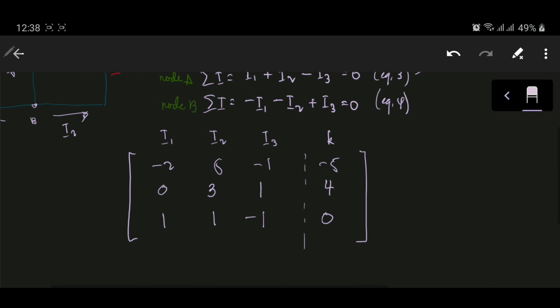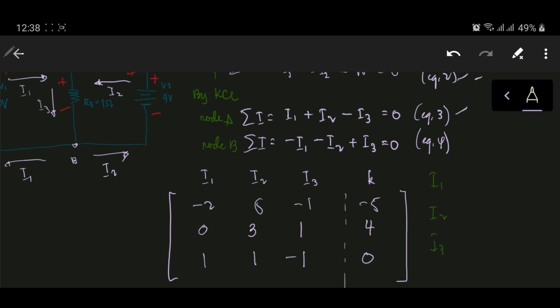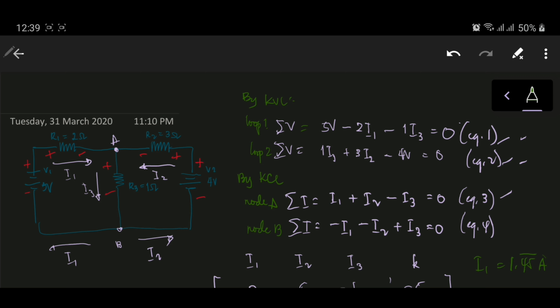So we finally have the following values for our currents. I1 is equal to 1.45 repeating amperes. I2 is equal to 0.63 repeating amperes. And I3 is equal to 2.09 amperes. So you can see that all of our currents are positive, which means that the assumptions for the current directions are all correct.